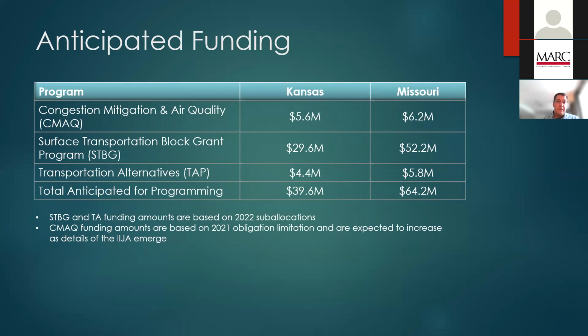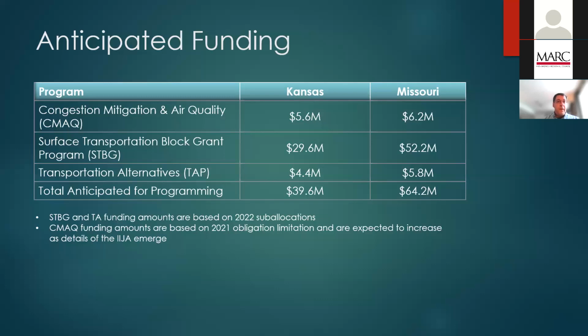Those funds are not directly suballocated to MARC, and so we're still waiting for our partners at KDOT and MoDOT to break that out for us and determine how much funding we'll have available to us. But in normal years, or in years past, we see about $5.6 million over the 2-year period for CMAQ in Kansas, and about $6.2 million in Missouri. Again, we expect those numbers to rise, although we don't know by how much, but as soon as we are able to give you a number on those, we will make sure that folks are aware of that new programming target.